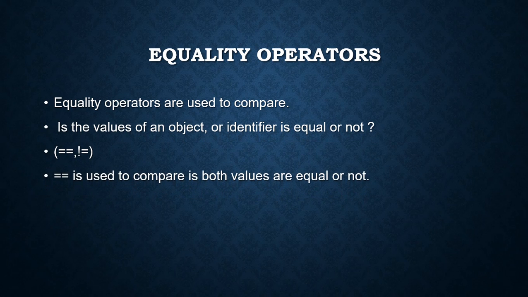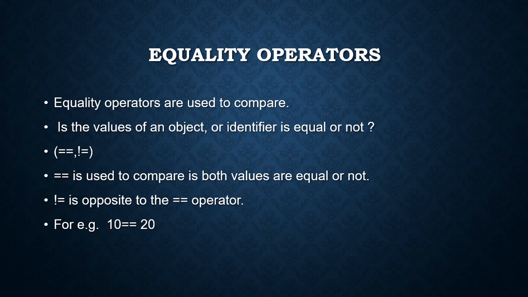So the equals-to operator is used to compare whether both values are equal or not. If the values are equal, then it will return true. If the values are not equal, then it will return false. Not equal is just the opposite of the equal-to operator. If the values are not equal, then it will return true. If the values are equal, then it will return false. Let's suppose we have 10 and I want to compare it with 20. In this case we will get false because 10 is not equal to 20.